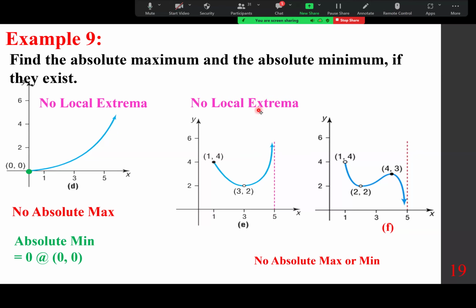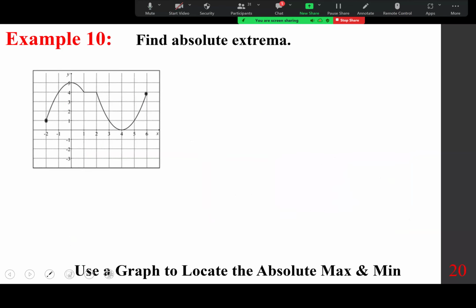No local extrema. But this one is a local max. Equals what? 3 at this pair. We're going to continue on this in just a few more minutes, class.